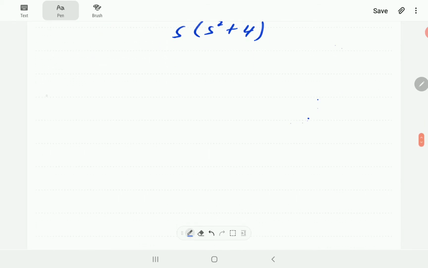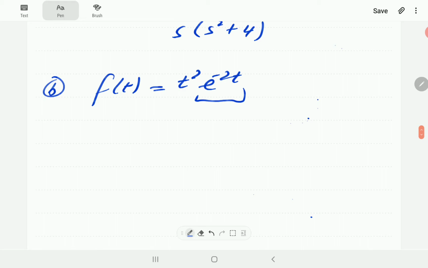In the second question, we're looking for the Laplace transform of t squared e to the minus 2t. So here we're going to use the fact that we can find the Laplace transform of e to the minus 2t from the Laplace transform tables. So that one we can just read out. It's going to be 1 over s plus 2.